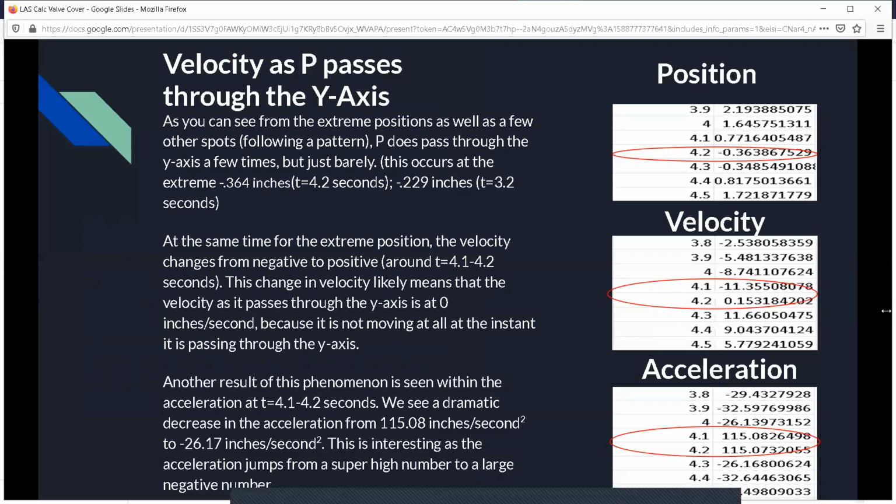Another result of this phenomenon is seen within the acceleration at t equals 4.1 seconds to 4.2 seconds. We see a dramatic decrease in acceleration from 115.08 inches per second squared to negative 26.17 inches per second squared. This is interesting as the acceleration jumps from a super high number to a large negative number. And you can see these little images to the right of how these groupings are at the exact same times and how we can have this observable phenomenon.